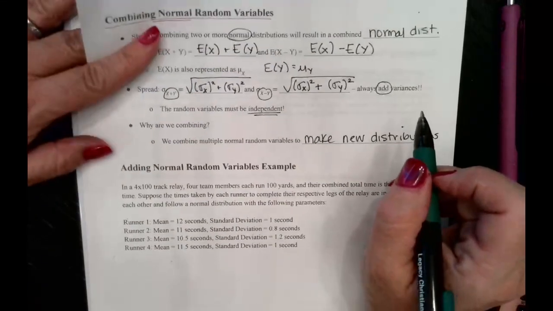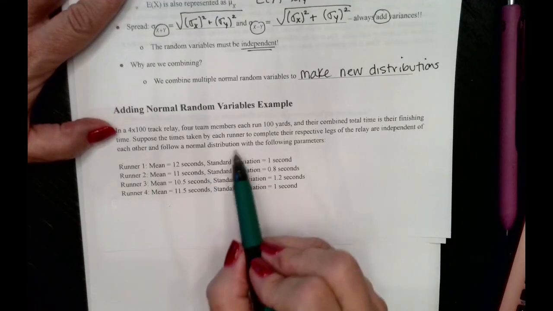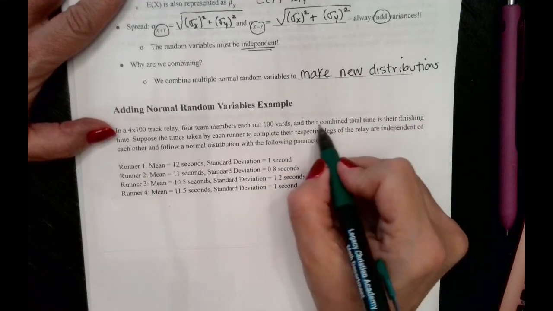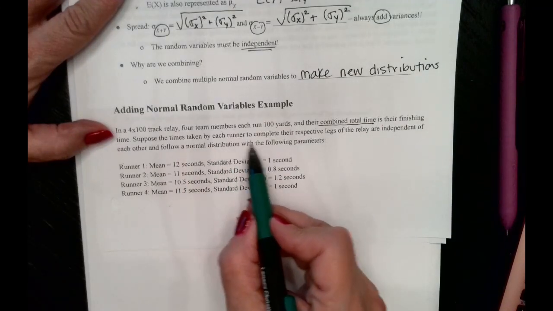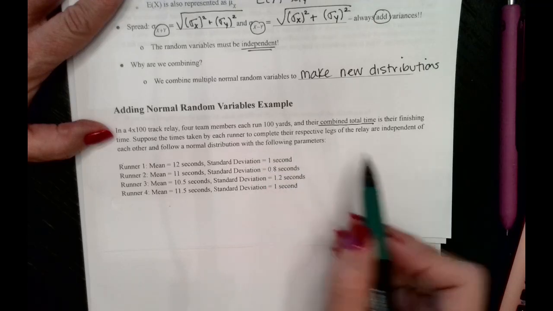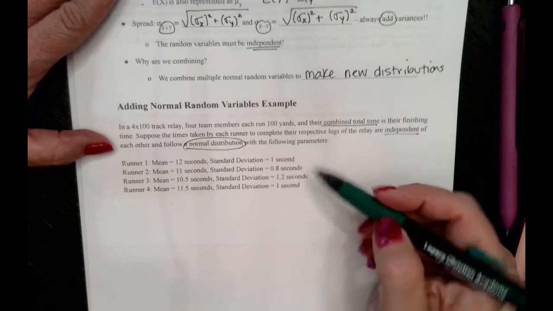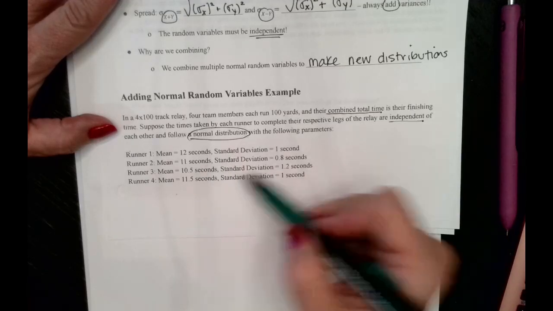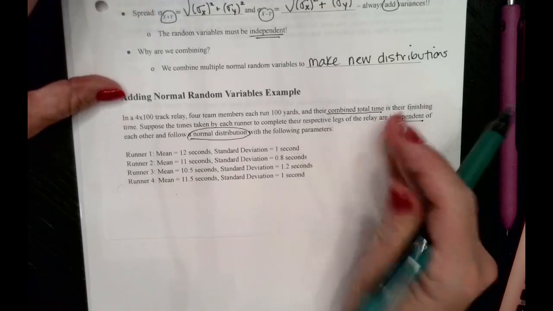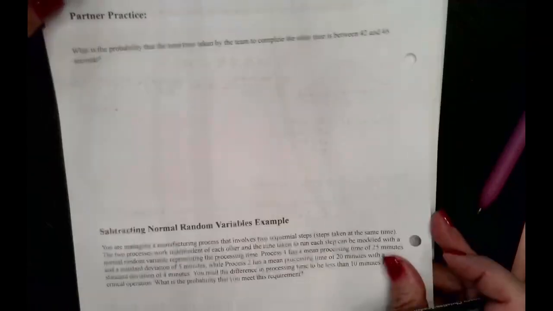Now, what does that look like? So this is a perfect example of why we do this. So it says, in a 4x100 track relay, 4 team members each run 100 yards. Their combined total time is their finishing time. Suppose the times taken by each runner to complete the respective legs of the relay are independent of each other and follow a normal distribution with the following parameters. So here are my 4 runners, and over the course of the season, here's their mean times, and here are their standard deviations.